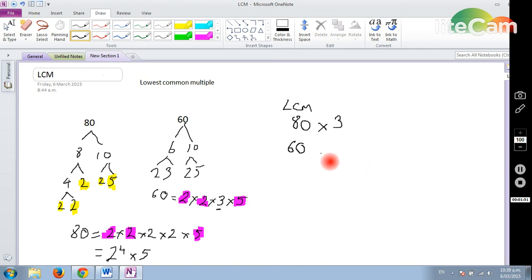And if I do that, it doesn't matter whether I used 80 for one of my numbers or 60 as my other number, because 80 times 3 is 240 and 60 times 4 is 240. So my lowest common multiple is 240. Okay, so that's how I do it. So I multiplied the whole of one number by the bits that were not highlighted from the other one. Hope that helps.